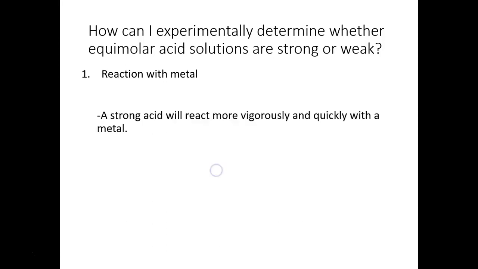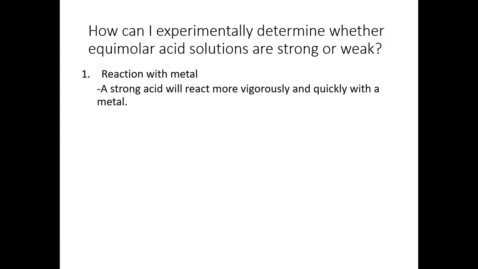All right, so one thing you have to do is determine whether equimolar acid solutions are strong or weak. When we say equimolar, we mean they have the same concentration. All right, so one of the things you can do is react it with metal. Now, if you have equimolar solutions of a strong and weak acid, you'll see a much more vigorous reaction with the strong acid because it is fully dissociated and the weak acid is not.